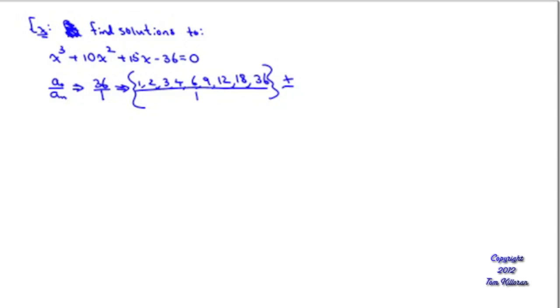Well, I want to solve this. So what do I need to do? I need to take these numbers. Are you gonna try to plug them all in? I'm going to try to plug them all in and see which one gives me a remainder of 0. All right, so let's set this up for synthetic division.